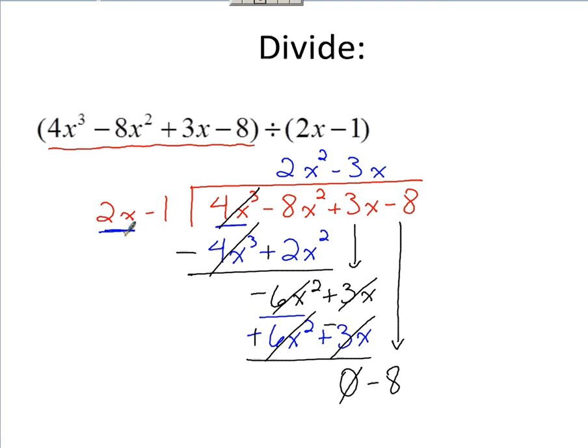So our answer when we divide this polynomial by 2x minus 1 is going to be 2x squared minus 3x, because that's everything up here. But then we do have a remainder, so we're not going to write our negative 8 like we're in 5th grade here. We're going to write minus 8 over 2x minus 1 because that's what we're dividing by. It's kind of like a mixed number version for an algebraic expression here. This is our answer.